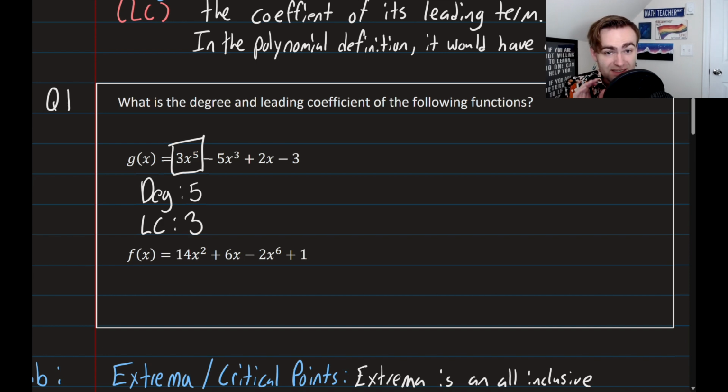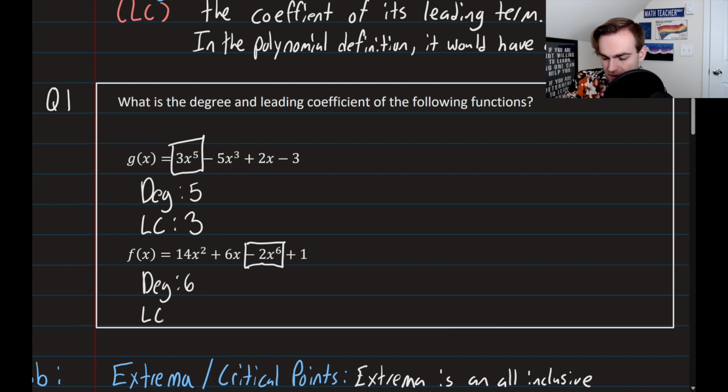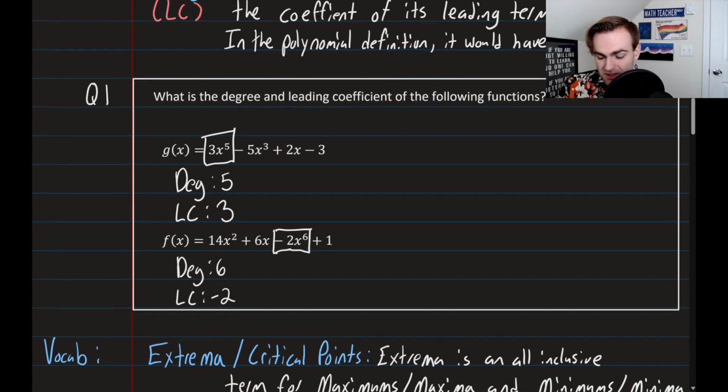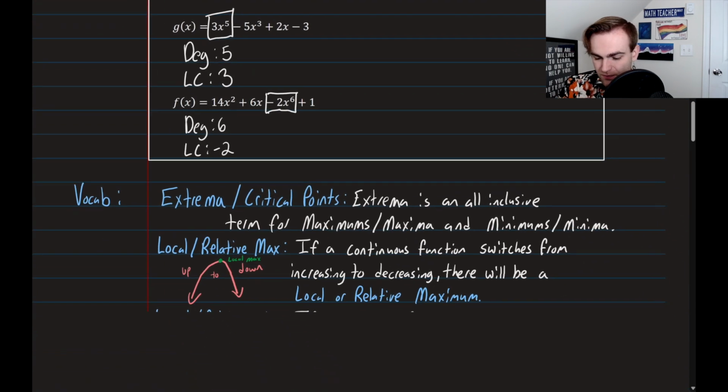f of x is written in non-standard form. It's not written in descending powers, so we have to be careful. Its leading term is right here, so its degree is 6, and its leading coefficient would be -2. You do want to include the negative if there's a minus sign in front, because we'll use this information to extrapolate about the function's behavior later on, which is why we have to talk about all of these definitions.